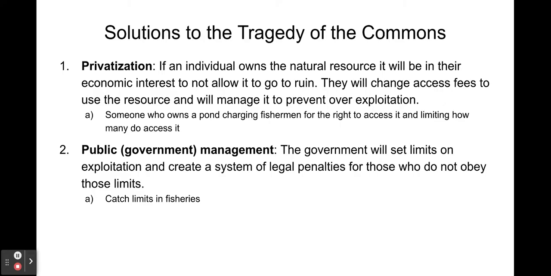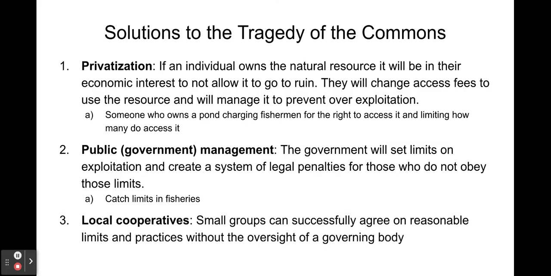And this is something that you might have encountered if you've ever tried to go fishing in the Potomac River. To go fishing in the Potomac River, you need a license. And if you don't have that license and you're caught, you're charged a pretty hefty fine. That's an example of one regulation to limit the number of people who access the resource. There are also catch limits for certain fish. You can only have 2 striped bass during the summer season per person, but you can have 4 striped bass during the winter season. And our third solution is a local cooperative.